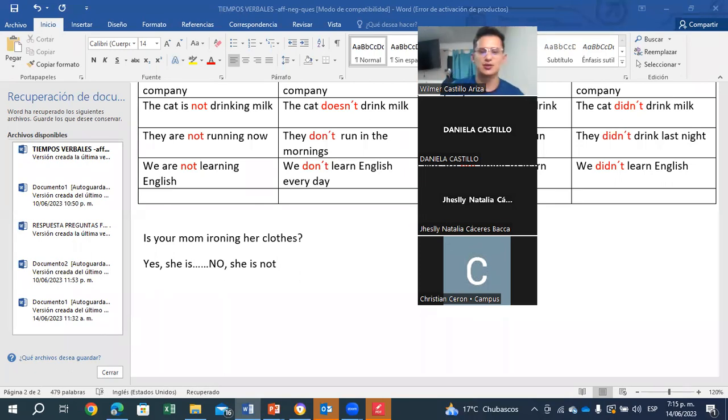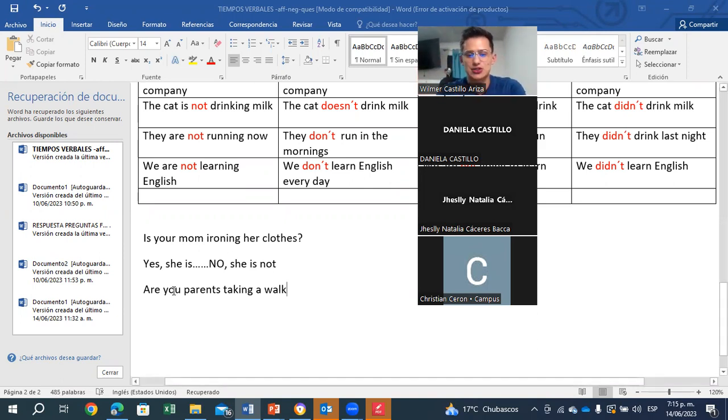¿Están tus papás paseando? Are your parents walking, I don't know, around the park? Okay, I mean, walk, yeah, is good, caminar, but you can also say taking a walk. Taking a walk is like pasear o tomar una caminata, something like that. So just remember that are, well, in this case, I missed the R. So are your parents taking a walk? I don't know, right now, at the moment, at the park or whatever.